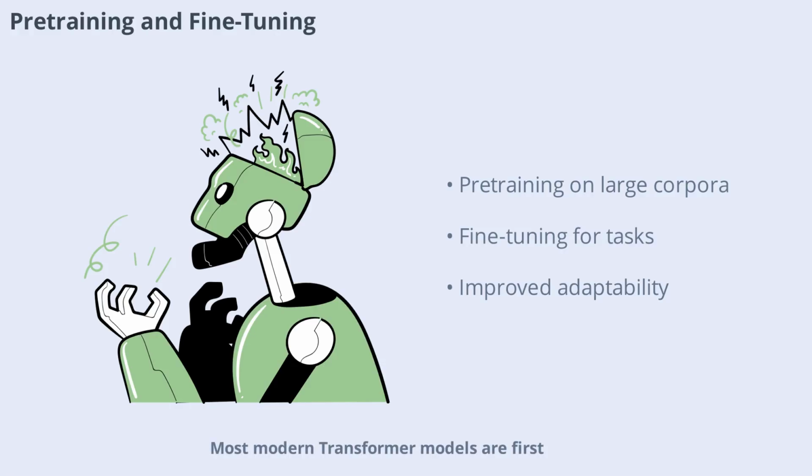Most modern transformer models are first pre-trained on massive corpora using unsupervised objectives, such as masked language modeling. After pre-training, they are fine-tuned on specific tasks with labeled data. This two-step process allows models to learn general language patterns before specializing, resulting in better performance and adaptability.